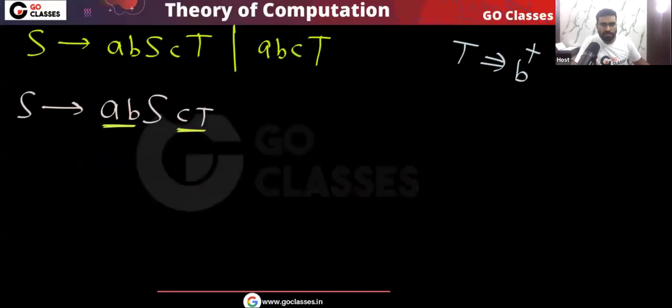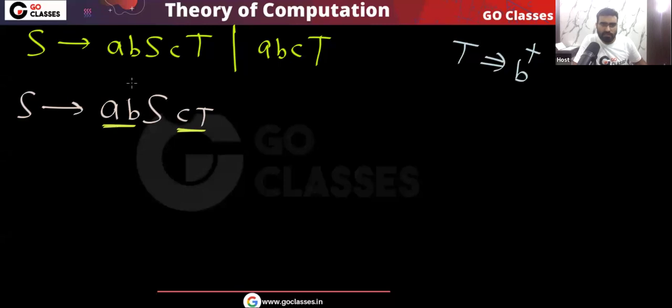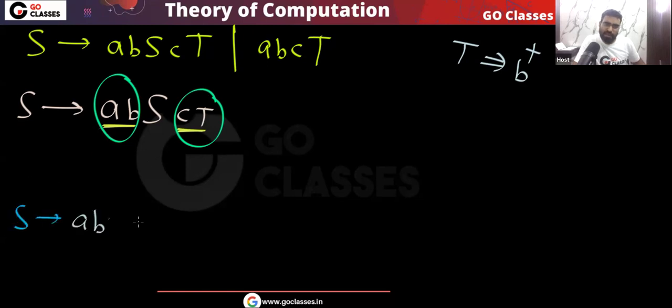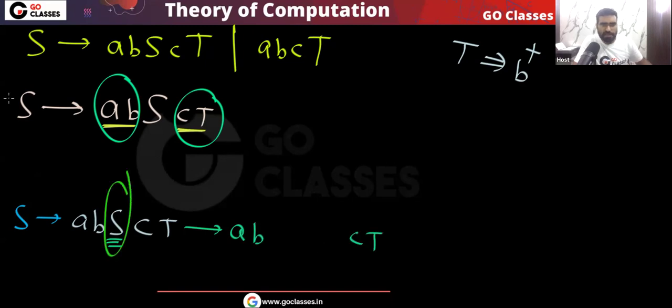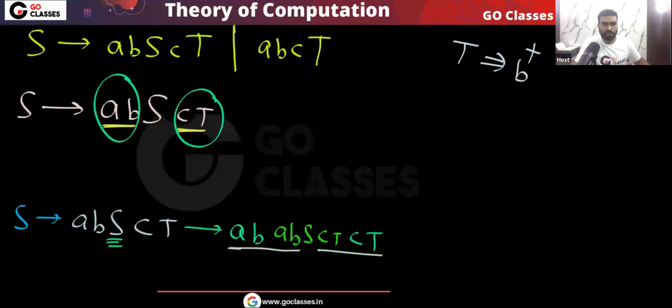Now let's see this one. So in this, what will happen? Here you can notice that for every AB you are getting CT. You can easily see that S will be like this: for every AB you are getting a CT, and there is S here. Now this S I can replace with ABSCT. So can you notice I am getting AB power n, CT power n? Yes or no? Is this clear? For every AB you are getting CT.